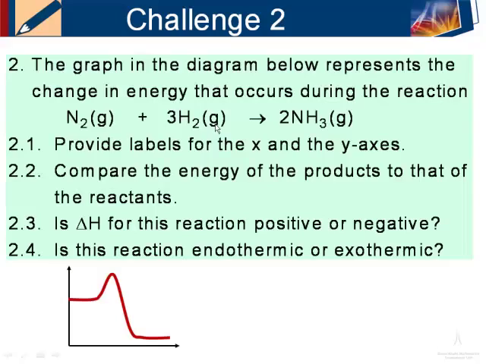Challenge 2. The graph in the diagram below represents the change in energy that occurs during the reaction of nitrogen with hydrogen to form ammonia. Question 2.1. Provide labels for the X and the Y axis. 2.2. Compare the energy of the products to that of the reactants. 2.3. Is delta H for this reaction positive or negative? 2.4. Is this reaction endothermic or exothermic? Again, please pause the DVD at this stage. Quickly do this challenge on your own and then check the answers later.